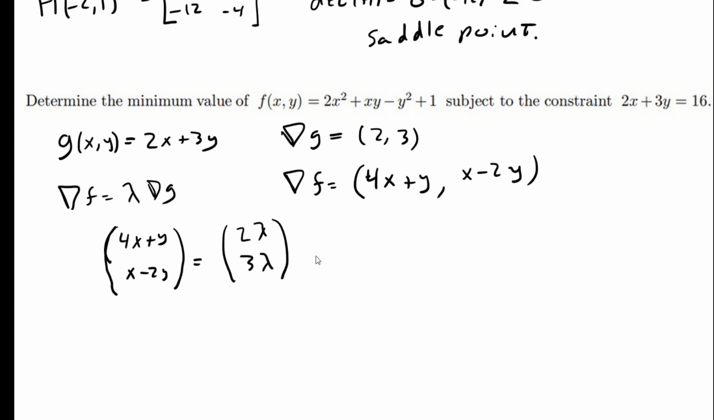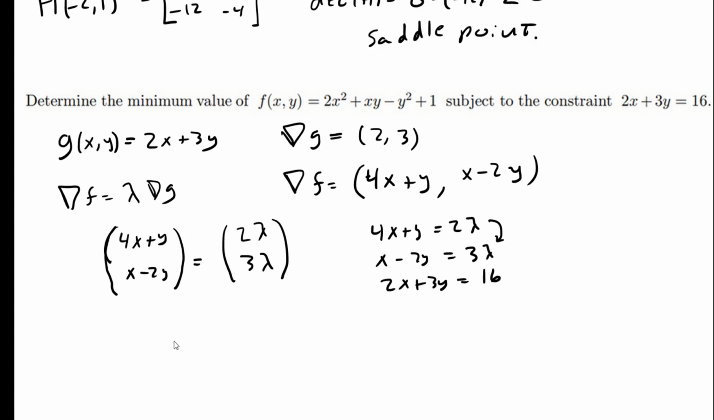Okay, so this tells me that I have three equations. I have 4x plus y equals 2 lambda. I have x minus 2y equals 3 lambda. And I have 2x plus 3y equals 16. Right, so I have three equations, three unknowns. So I start solving. Let's see, first I'm going to solve for lambda. I'll just divide both sides by 2 and plug that in here.